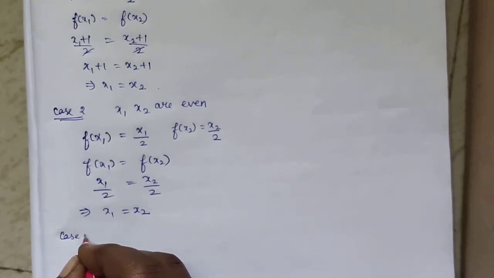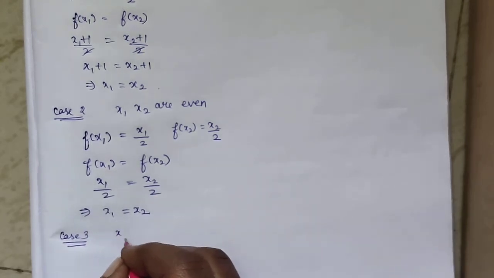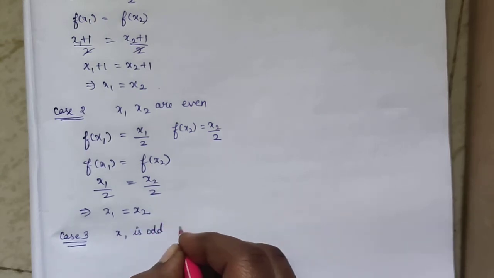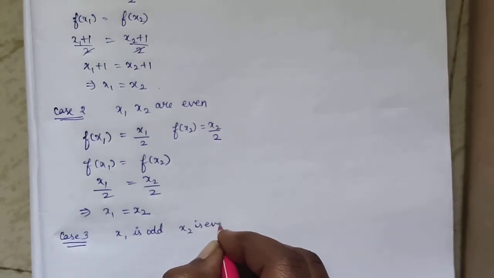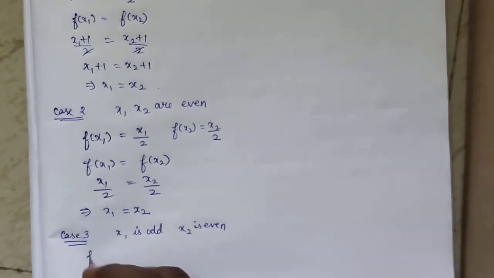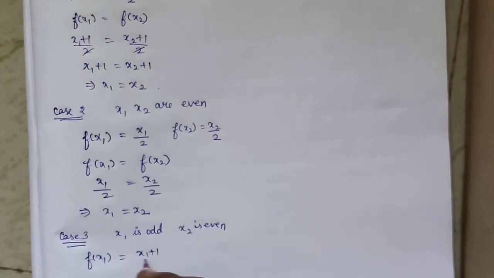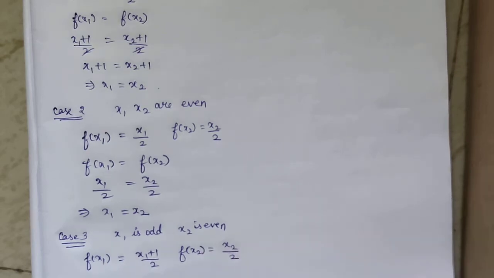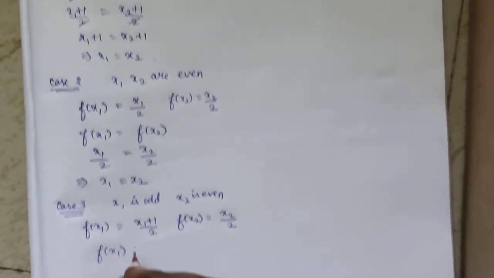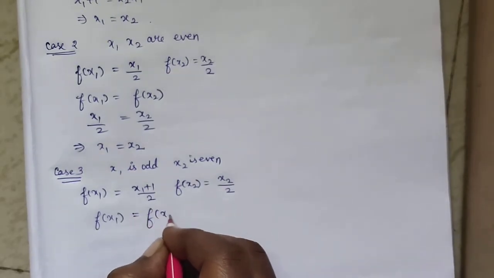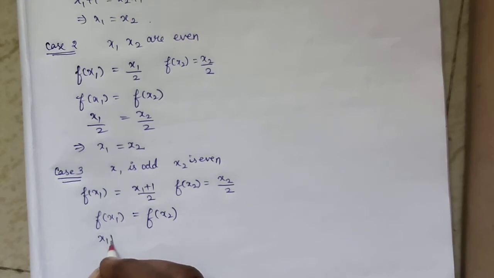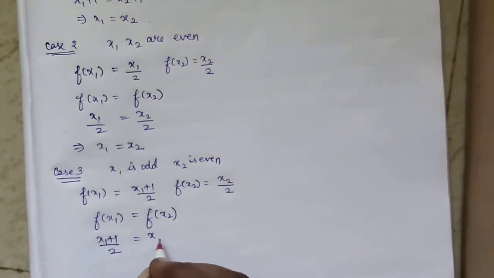Now take case 3. x1 is odd, x2 is even. f of x1, for an odd number it is (n plus 1) by 2, therefore (x1 plus 1) by 2. For an even number, x2 is even, so this is x2 by 2. Now f of x1 is equal to f of x2 means (x1 plus 1) by 2 is equal to x2 by 2. The 2 will get cancelled. x1 plus 1 is equal to x2.